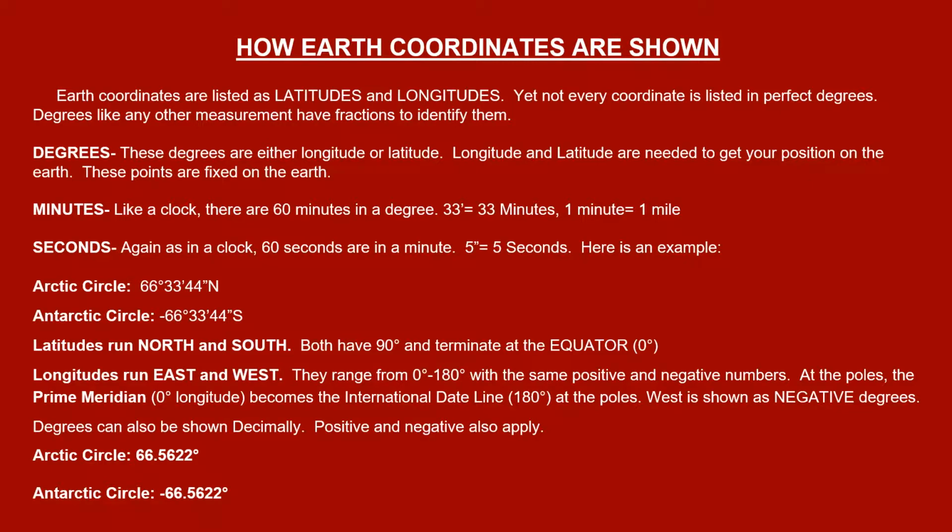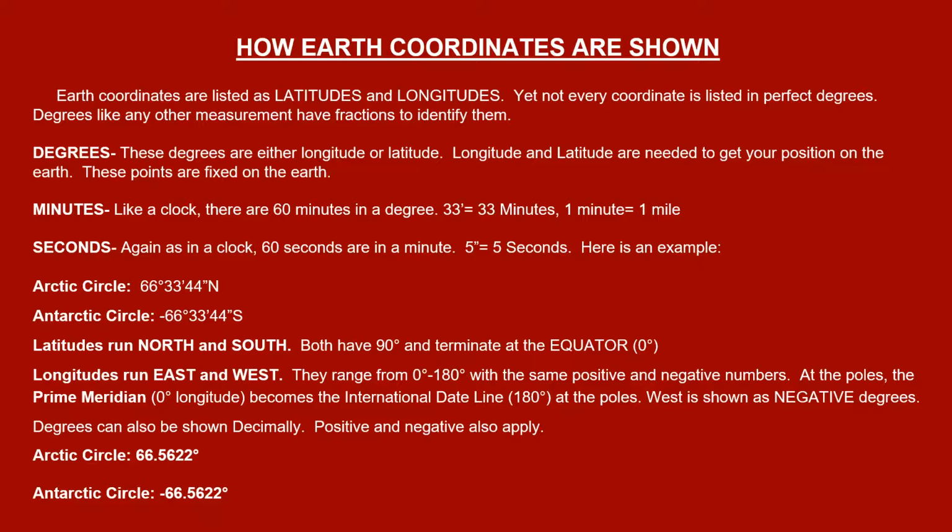In this slide, we're going to be taking a look at how Earth coordinates are shown. Earth coordinates are listed as latitudes and longitudes, yet not every coordinate is listed in perfect degrees. Degrees, like any other measurement, have fractions to identify them. Degrees can be either latitude or longitude. Longitude and latitude are needed to get your position on the Earth. These are fixed points on Earth. Think of them as X and Y when graphing.